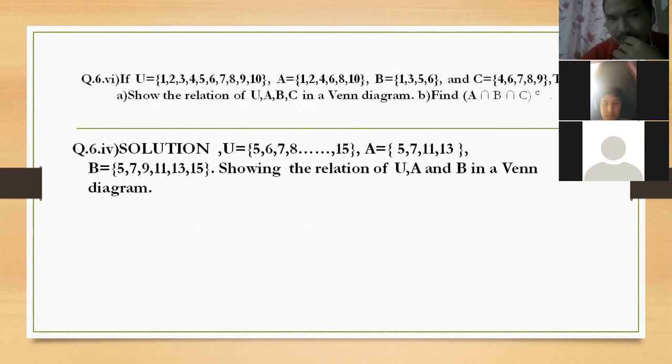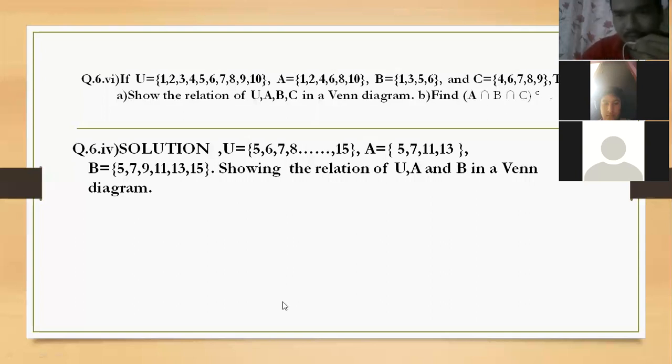This is one example. But before that I want to tell you, this is 6 number. Universal set is here: 1, 2, 3, 4, 5, 6, 7, 8, 9, 10. Set A is 1, 2, 4, 6, 8, 10. And set B is 1, 3, 5, 6. Set C is 4, 6, 7, 8, 9. Then it is asking to show the relationship of U, A, B and C in a Venn diagram. After that you have to find out A intersection B intersection C complement. I hope you can do it easily.